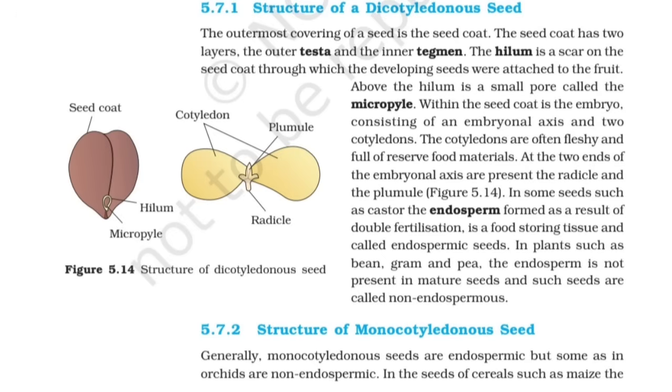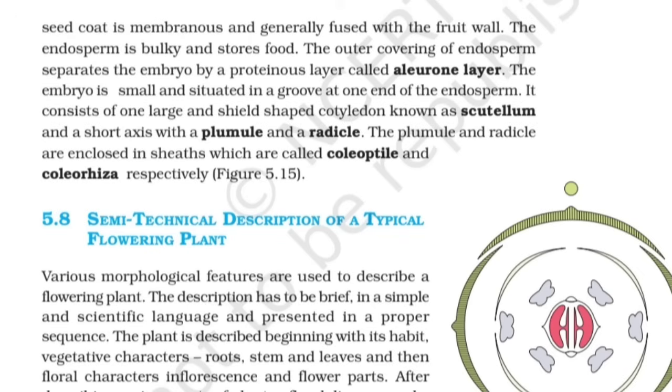Structure of monocotyledonous seed. Generally, monocotyledonous seeds are endospermic, but some, as in orchids, are non-endospermic. In the seeds of cereals, such as maize, the seed coat is membranous and generally fused with the fruit wall. The endosperm is bulky and stores food. The outer covering of endosperm separates the embryo by a proteinous layer called aleurone layer. The embryo is small and situated in a groove at one end of the endosperm.